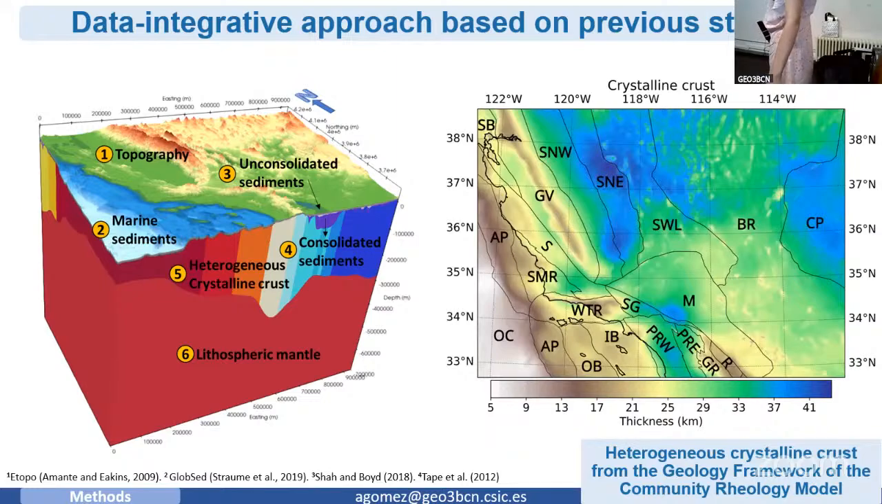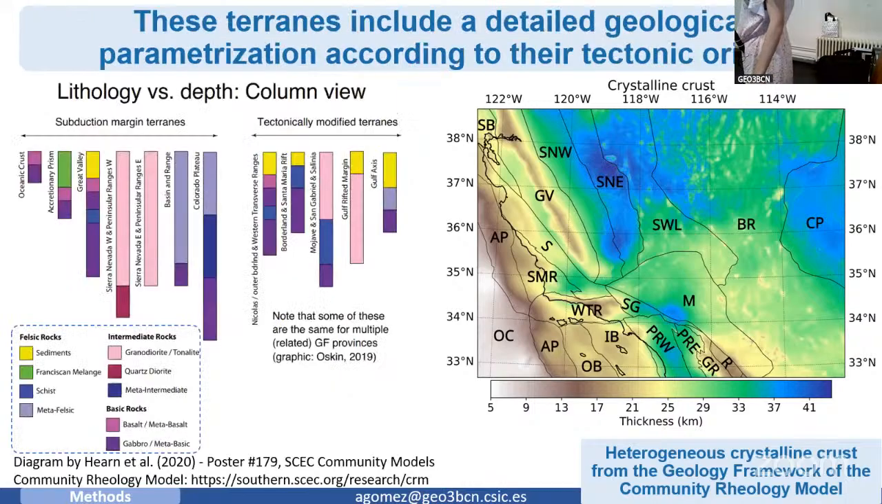And regarding the crystalline crust, I am working with these heterogeneous terranes coming from the community rheology model. The good part of this community model is that they have a very integrated, very detailed lithology regarding all of these terranes. So you can see here a diagram showcasing how each of these terranes is associated with different compositions. So we are taking into account felsic, intermediate, and basic rocks.